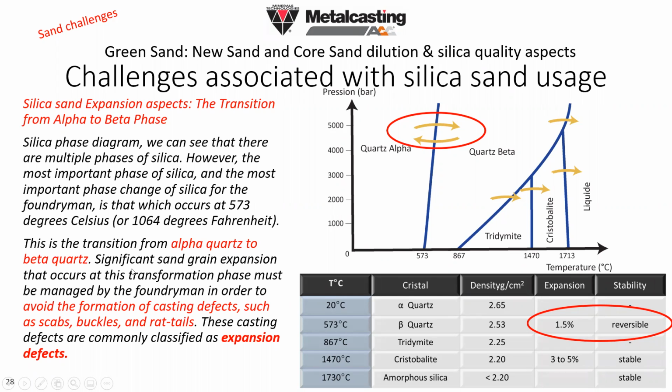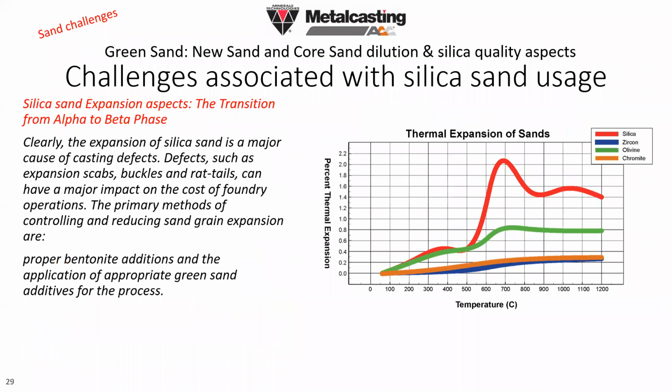To summarize, a significant sand grain expansion occurs at this transformation, and that must be managed. Why? Because it is really associated with expansion defects such as scabs, buckles, rat tails. Why? Because this volume change is really, really violent.